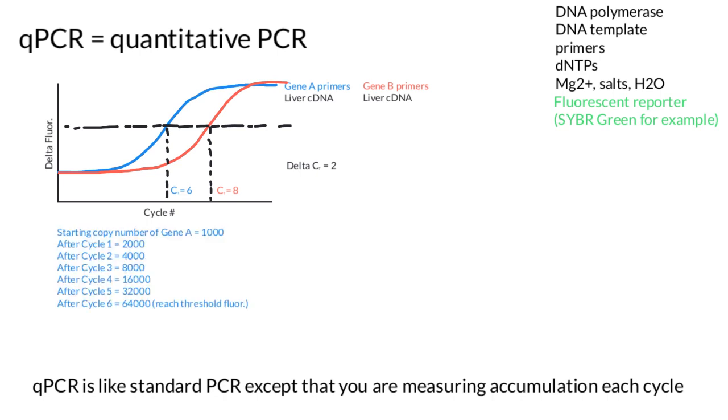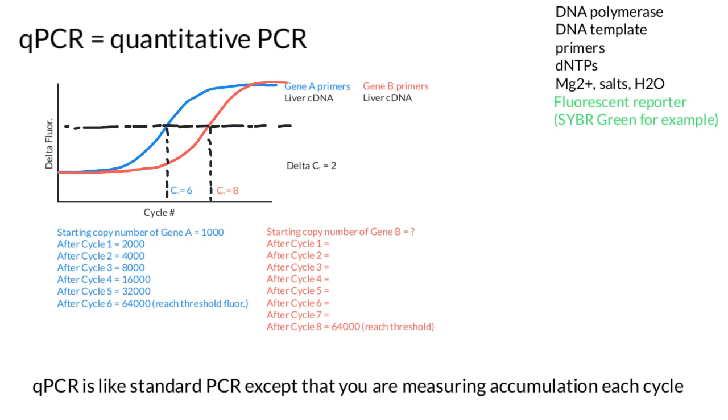Let's try to break this down. So if gene A was in starting copy number of 1000 in our original liver cDNA sample, then after 1 cycle of PCR, that would double to 2000. After 2 cycles, 4000, 3 cycles, 8000, and so on, until we reach cycle 6, at which point we're up to 64,000 copies of our particular gene A target. And at that point, we've reached our threshold fluorescence right here on our graph. We've crossed over this line that the computer has chosen.